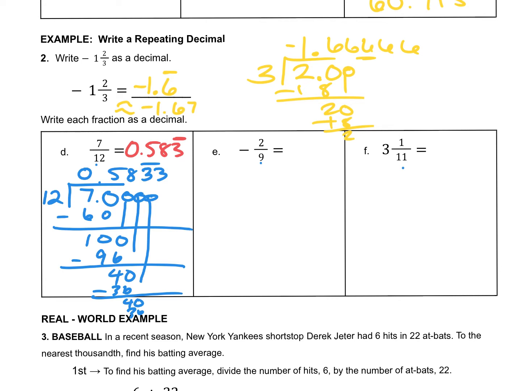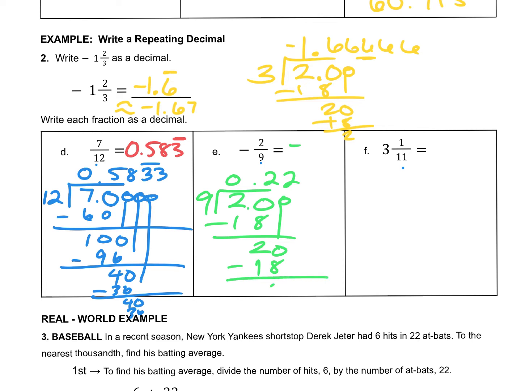Next one, you can see it's a negative, so I know my answer is going to be negative. I'm just going to do 2 divided by 9. 9 can't go into 2, but it goes into 20 twice for 18, remainder 2. Goes into 20 twice for 18, remainder 2. You'll catch on pretty quickly if there's a pattern. So this would be negative 0.2 repeating with that bar notation.